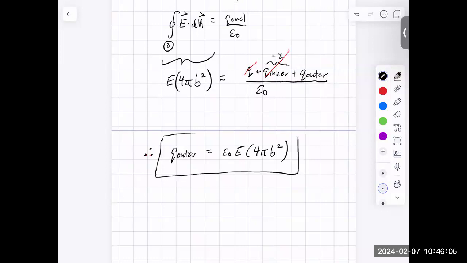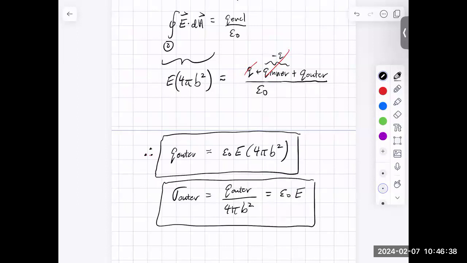We know E, it was given. We know the radius B, it was given. So we could just calculate Q outer. If we wanted sigma outer, the charge density, we would say it's going to be Q outer divided by the area of that surface, 4 pi B squared. And if we do that, we're just going to get epsilon naught times E. And so that's the charge density at the outer surface.